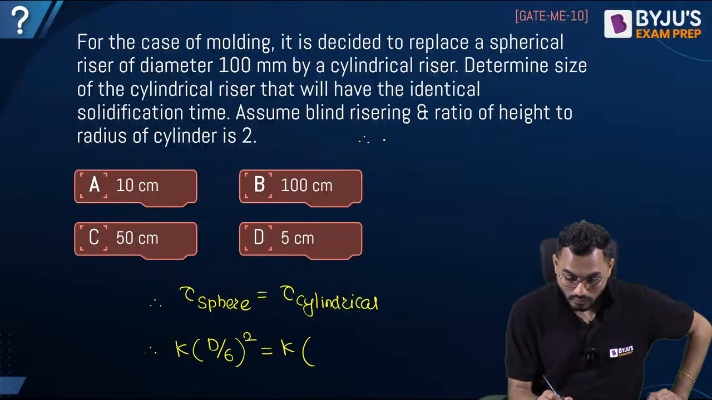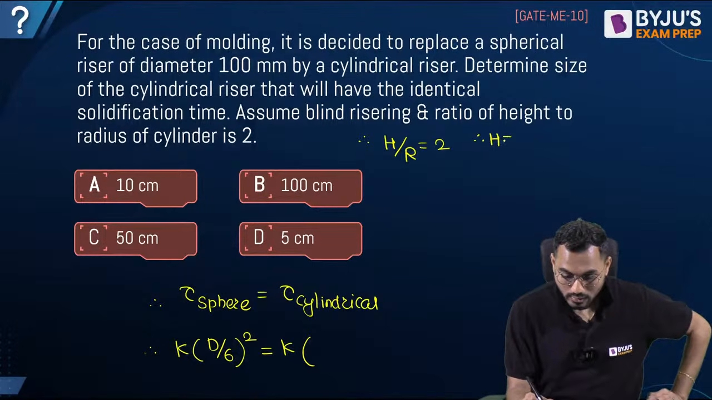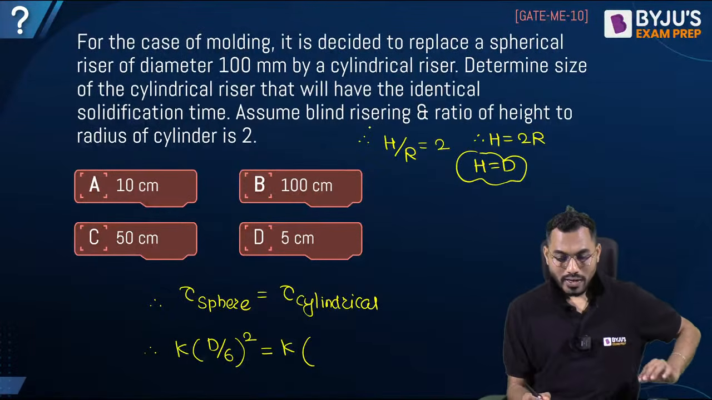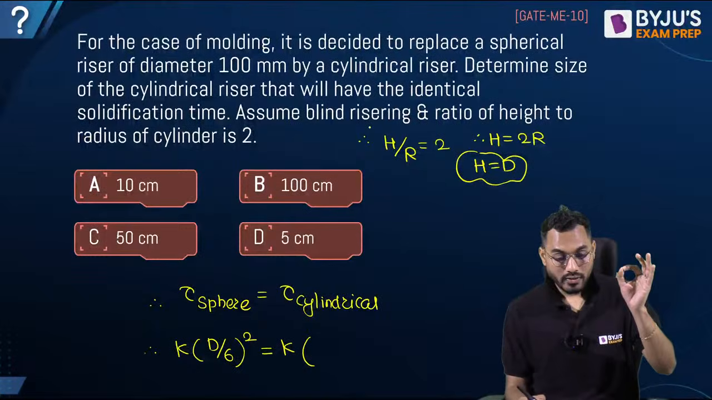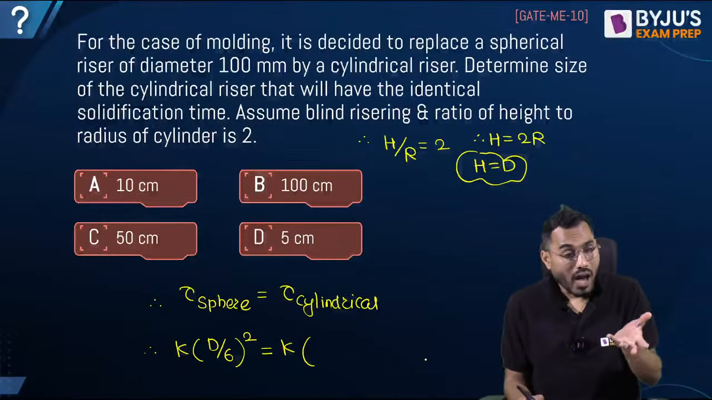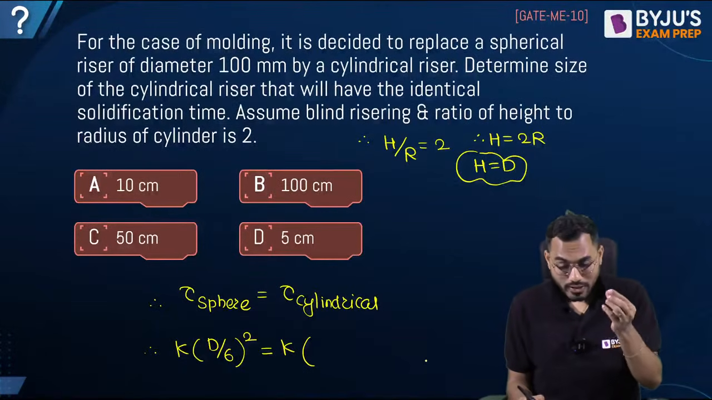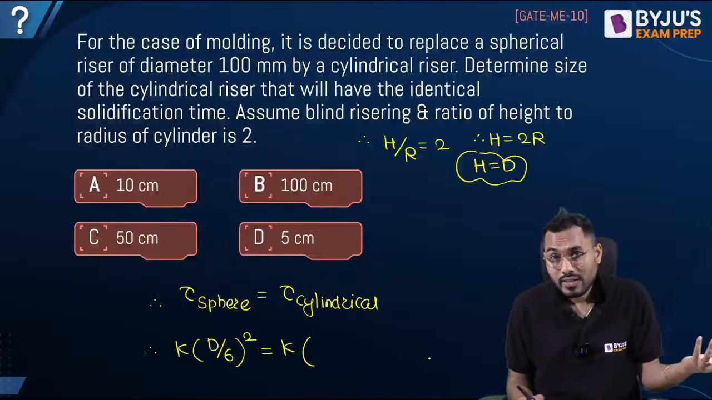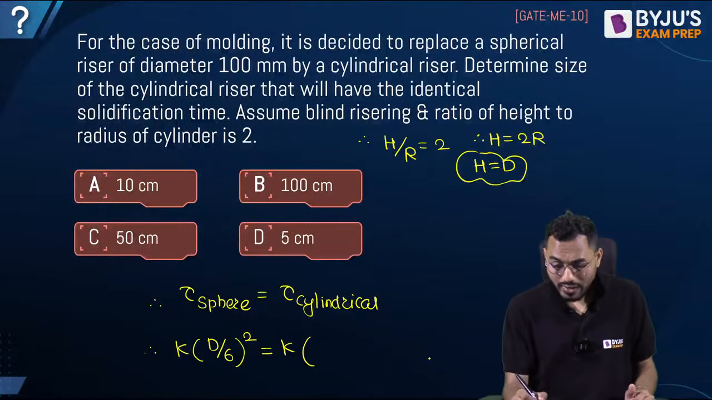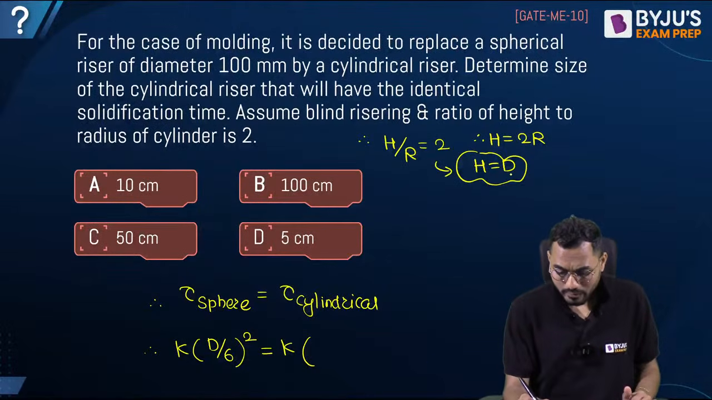So I'll say the ratio of height to radius is exactly equal to 2, which means that H is equal to 2R. That means, can I say height is exactly equal to diameter? Can I say H is exactly equal to D? Assume blind risering and ratio of height to radius of cylinder is 2. That means H by R is 2. Right, fine. That means height is 2 times radius, which means H is equal to D, the diameter of that cylindrical riser. Now it will also come out as D by 6.